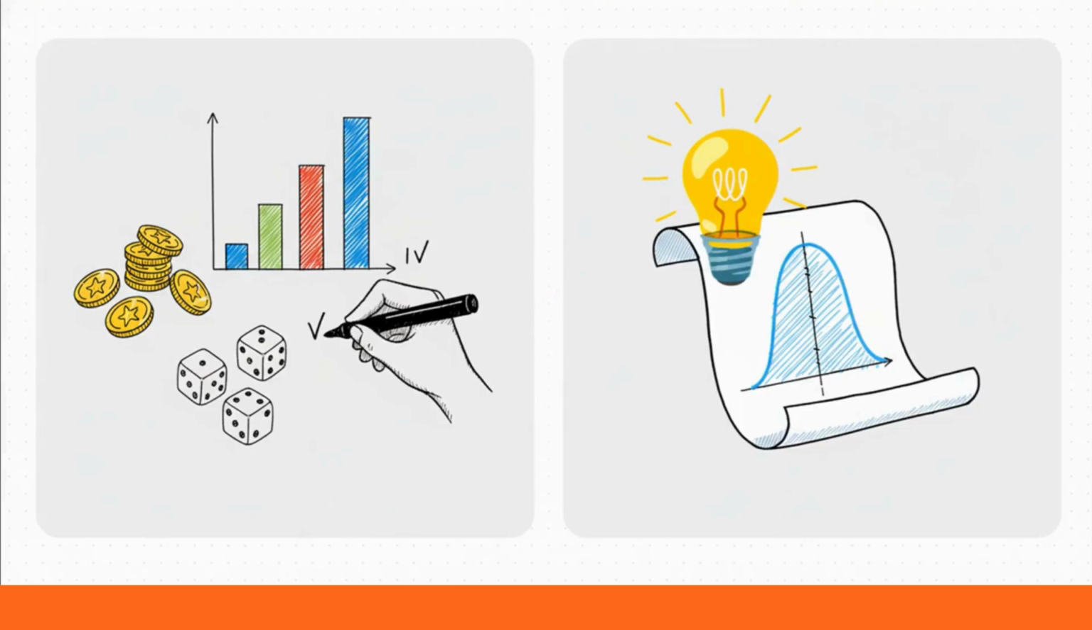Now, this brings us to a really crucial distinction, the difference between reality and theory. On the left, a frequency distribution is what you get when you go out and actually collect data. You count how many times each outcome happened in your sample. But on the right, the probability distribution is the abstract theoretical model of what we expect to happen in the long run. So frequency is what you observe, probability is the blueprint.